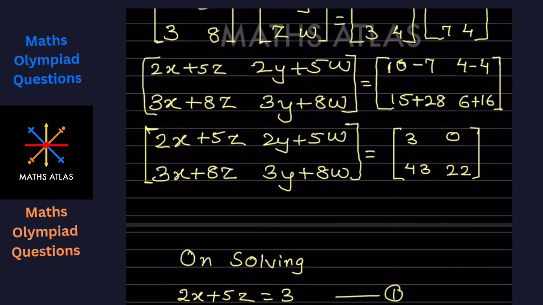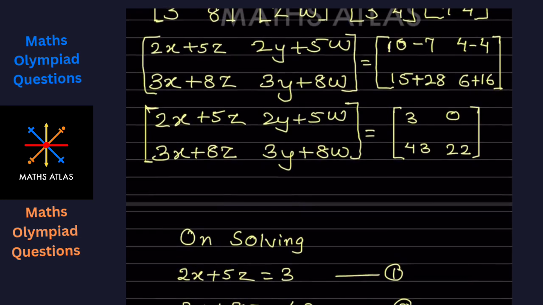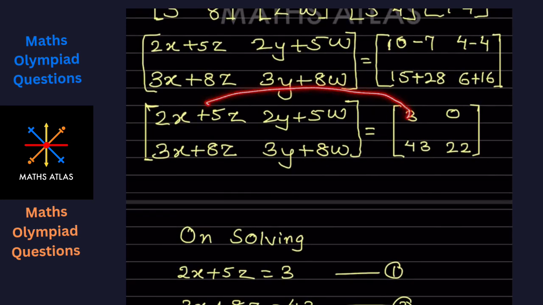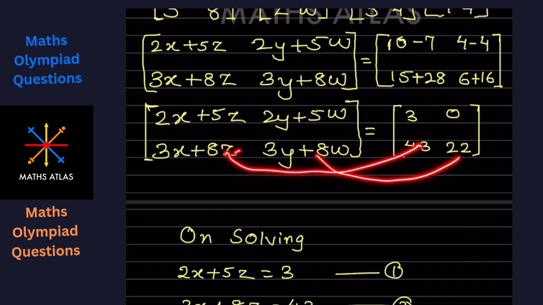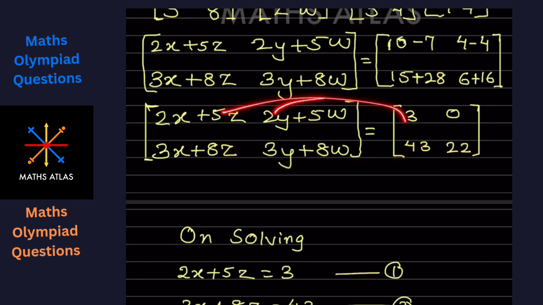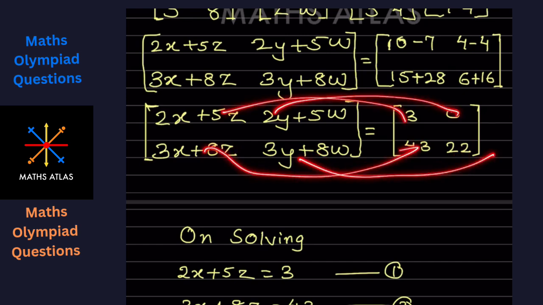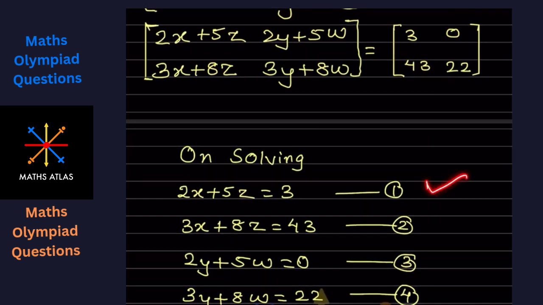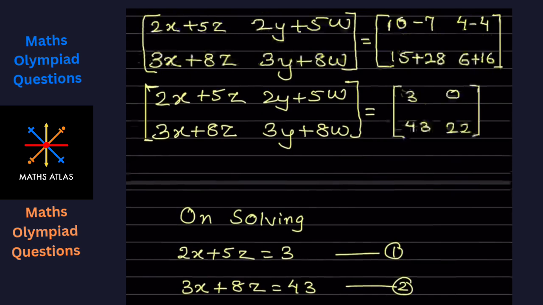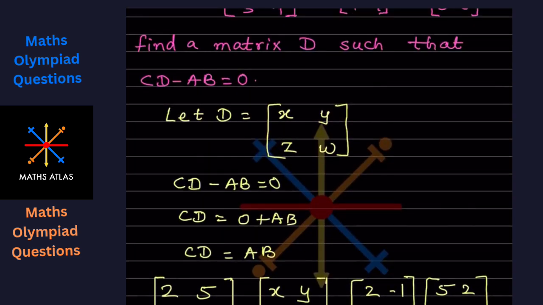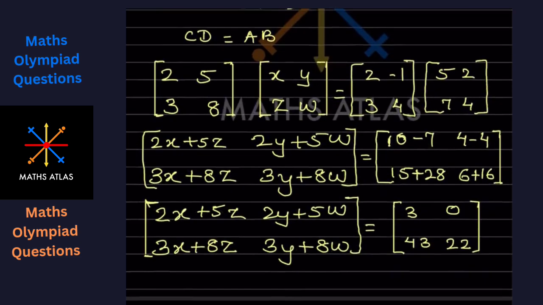So now see here, what are we going to do? This is equal to 3. That is equation 1. This is equal to 0. That is equation 2. This is equal to 43, and this whole thing is going to be 22. So from this we got 4 equations. So we can write on solving equation 1, 2, 3, we can name it 4. Now what we want exactly is the value of x, y, z and w over here.